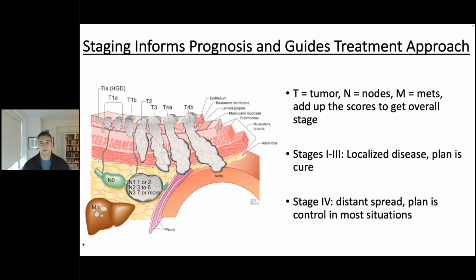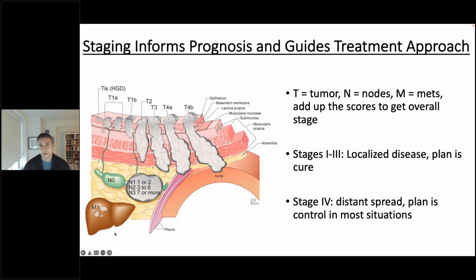So staging is built upon the TNM system, where T is tumor, N is lymph nodes, M is metastases, and you add all these up to get an overall stage. On the graphic on the left, you can see that the T stage increases as the tumor invades more deeply through the layers of the stomach. This is also applicable to the GE junction and esophagus, but this talk is focused on the stomach. Down here, you see a lymph node that's not involved, so that's an N0. Then you see N1, 2, or 3, depending on the number of lymph nodes that are involved. And then M if there is spread to other organs.